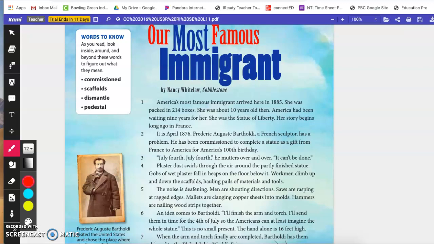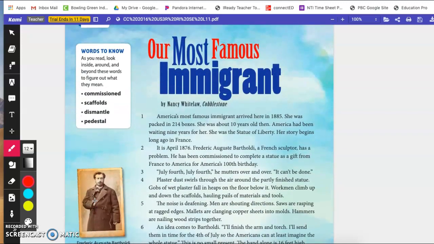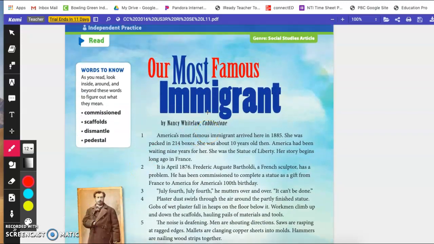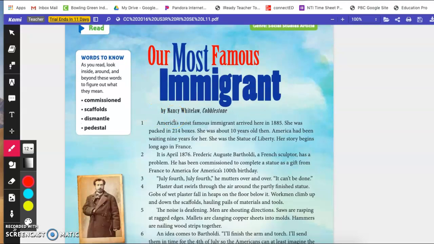So last week on Friday, we ended with learning and exploring about author's point of view. We're going to continue with that lesson in your week 5 NTI packet, starting on the first page, 182 in that week 5 reading packet. So we're going to read the article today called Our Most Famous Immigrant. And this is by Nancy Whitlaw.